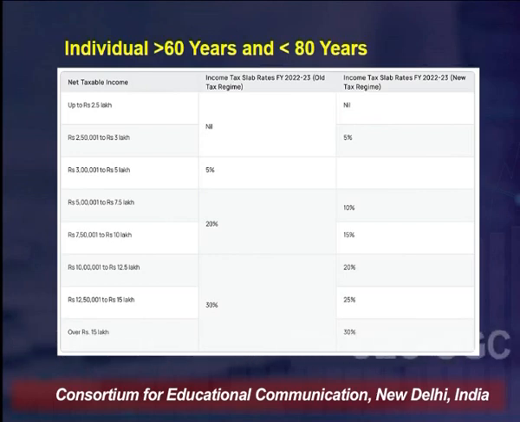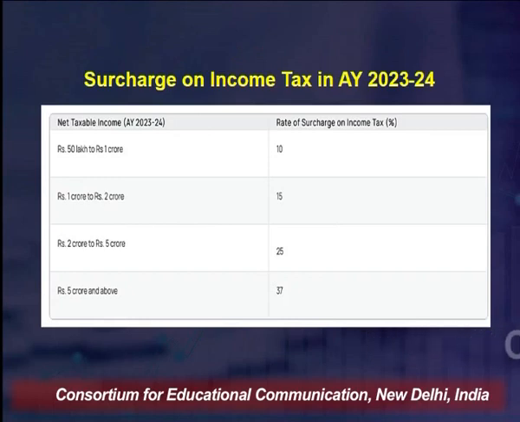Next, we do have the surcharge on income tax, and this surcharge remains the same whether you opt for the alternative tax regime structure or the old tax regime structure. So we do have these surcharge rates which are applicable. For example, you have an income of more than 50 lakh but less than 1 crore. In that case, the respective amount of surcharge would be levied on your amount of income tax.